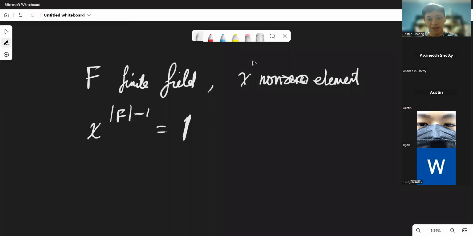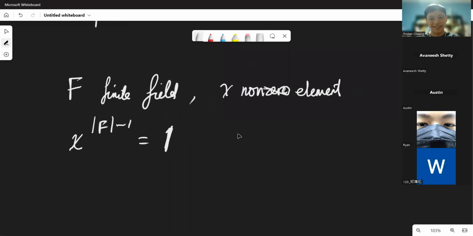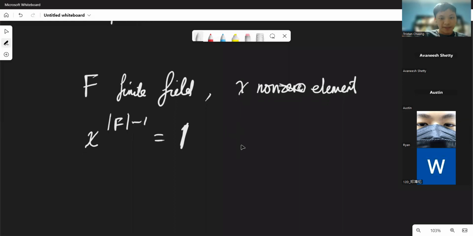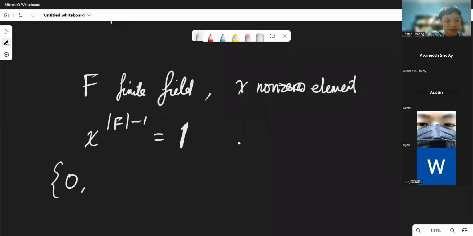Should I write this down? It's the same thing as Fermat's Little theorem, but instead of 1 to P minus 1, I just take the F minus 1 non-zero elements that we don't know what labels they have, but they are non-zero. So it's like 0, and then, I don't know, A1, A2, blah blah blah, A F minus 1. Multiply everything here by X.